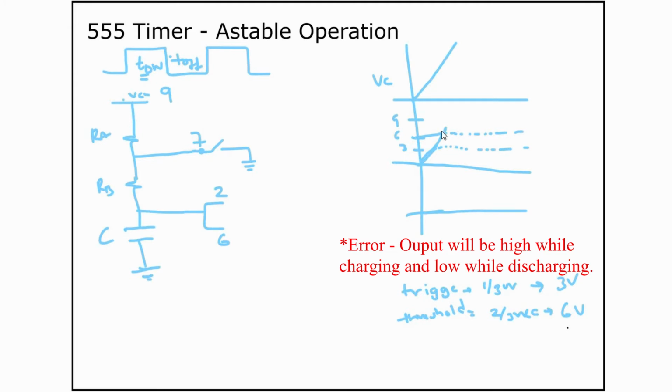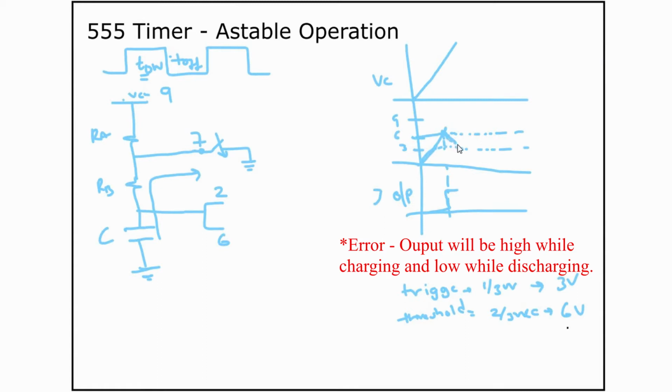Once it exceeds this point, this transistor will turn off. As soon as the transistor turns off, the capacitor starts discharging through RB, so this voltage starts falling. As soon as it reaches this threshold point, this is the output. Output is pin number 3. This output will become high and the capacitor starts discharging.